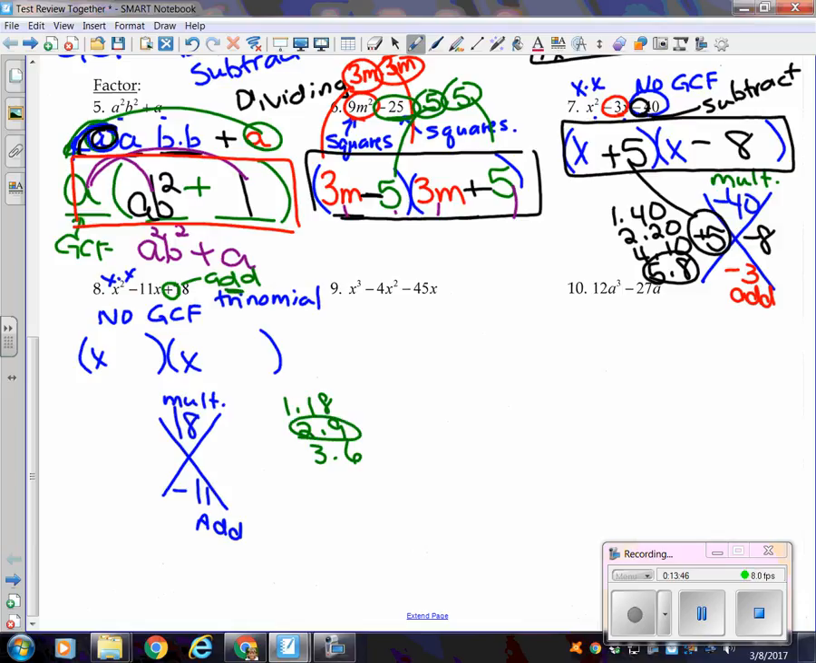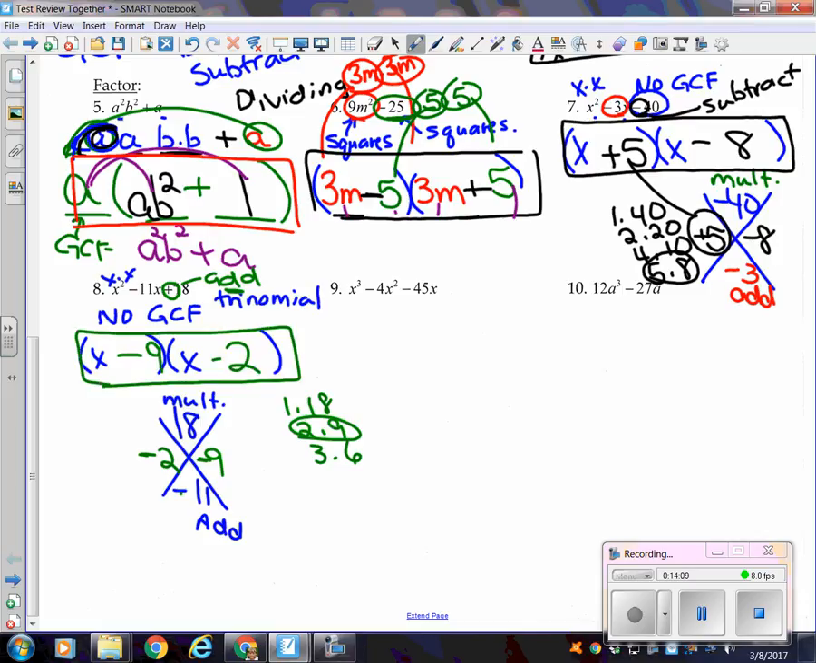2 and 9 add to get 11. But they don't just add to give 11, they add to give negative 11. So I think that takes a negative 2 and a negative 9. Remember, if the last term is positive, you're going to add. So I have to have the same sign. So negative 2 and negative 9, and that's my answer to the x puzzle, negative 2, negative 9.